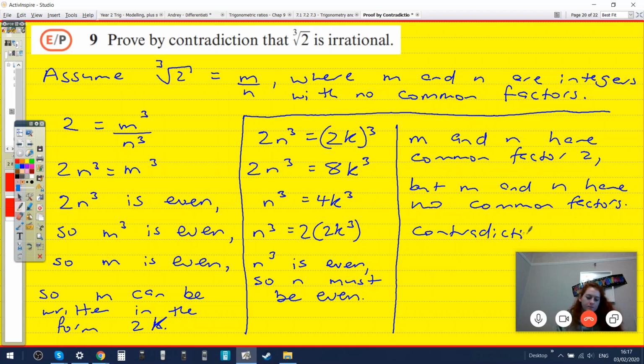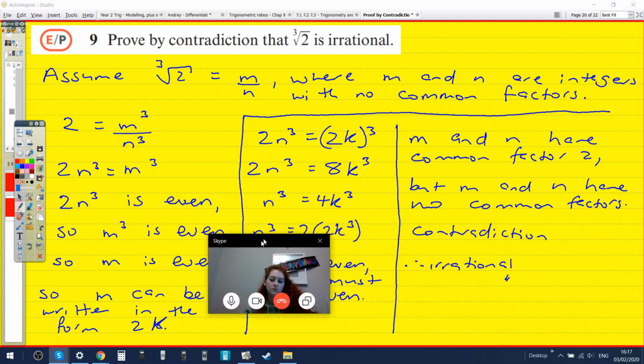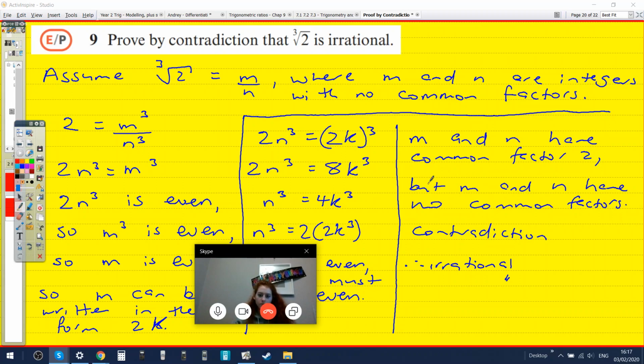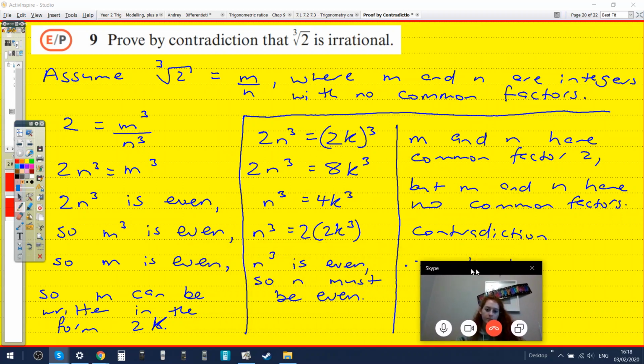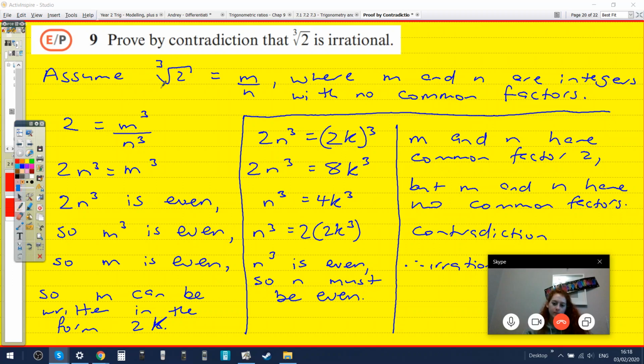Contradiction, therefore irrational. So we assume that it is rational, we take that to its logical conclusion, and we get a contradiction, so we know it must not be true. The big picture for these ones is squaring both sides, cubing both sides, showing that one of them is even, writing that in the form of 2k, subbing it in and showing that the other one is even, which means if they're both even, then they can both be simplified. They both have a common factor, but we've said that they don't have a common factor, and that's a contradiction. And that's how you do all those.